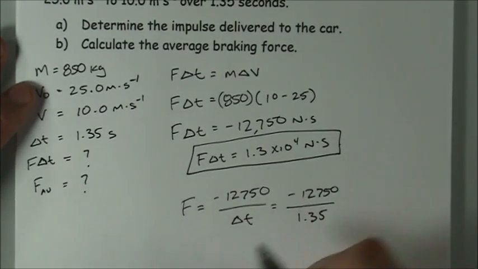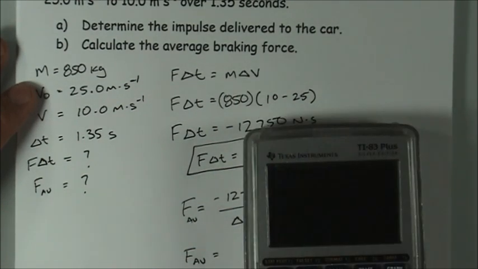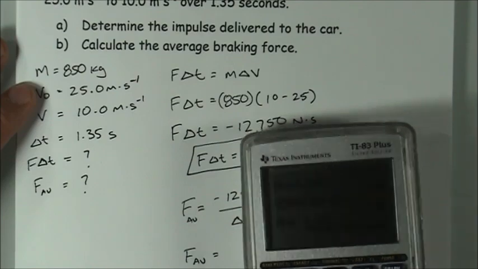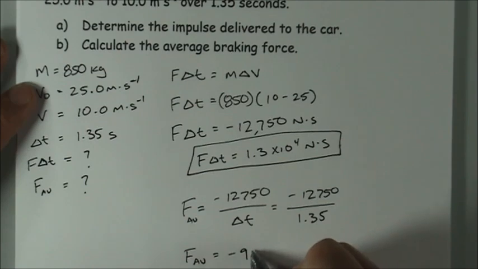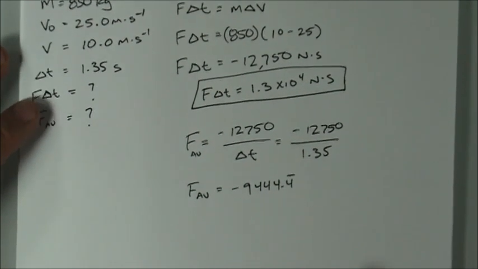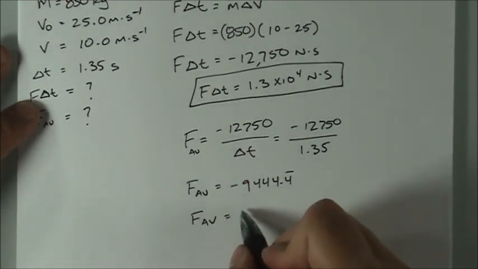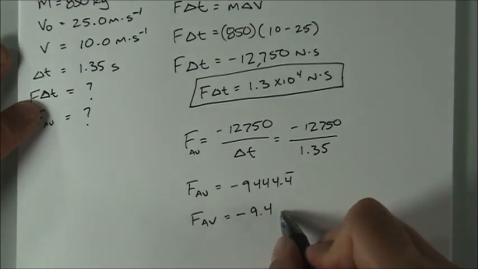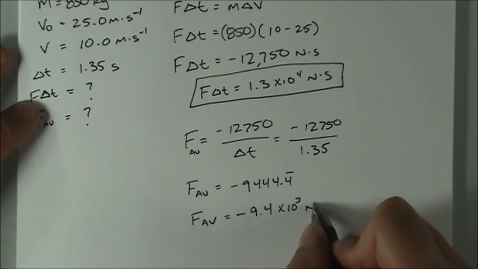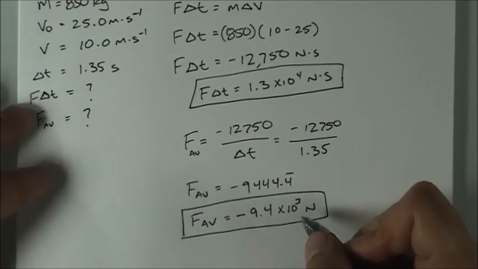Apologize. And so the average force, so this is 9,444. And so to be consistent with the significant figures for the information that was given to us, we would say that the average force was minus 9.4, and in this case times 10 to the 3 newtons. Since we divided by time, the Newton seconds now simplifies down to newtons.